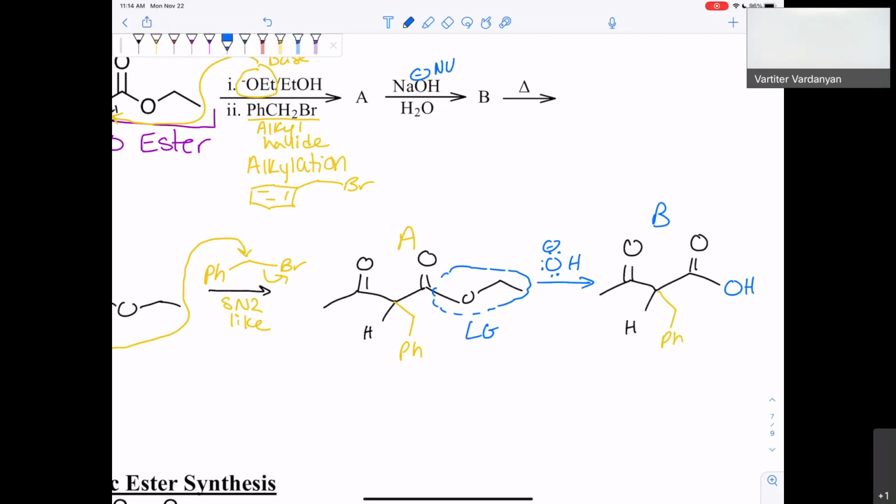Yeah, well, we could technically call it either product B or intermediate B for 3 separate reactions, but overall, we want to get this product here. So I don't know if that answered your question.